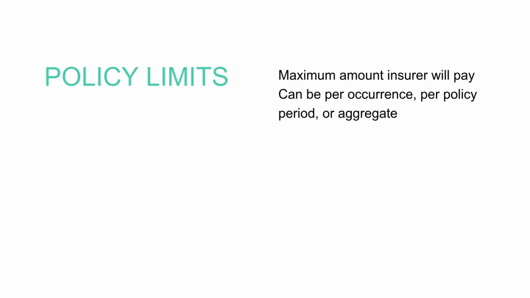Policy limits. Policy limits are the maximum amounts the insurer will pay under a policy, which can be per occurrence, per policy period, or aggregate. Example, a homeowner's policy may cover $200,000 for the dwelling and $100,000 for personal property. Scenario questions may ask how much is paid after a loss, including multiple damages.